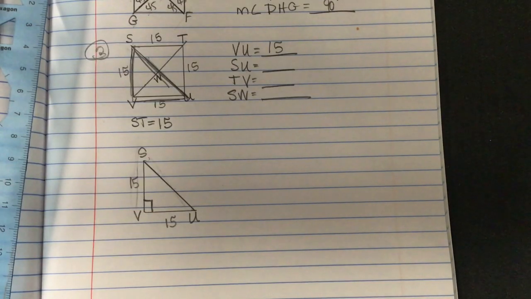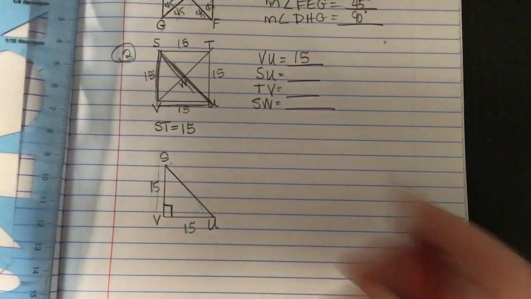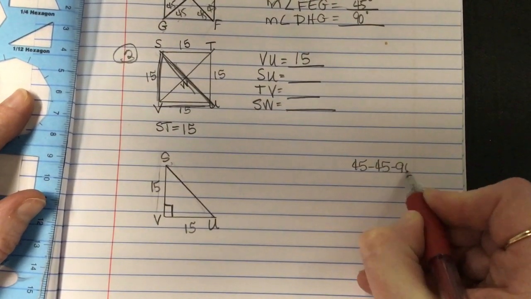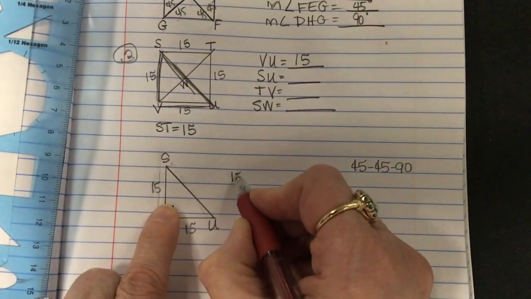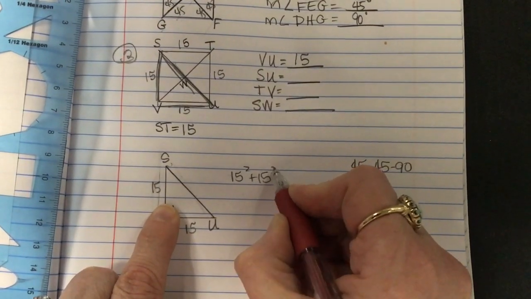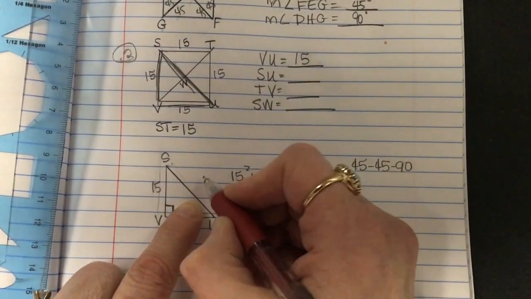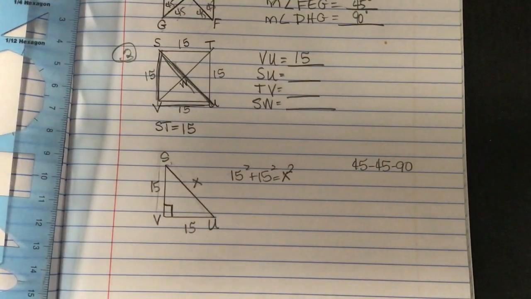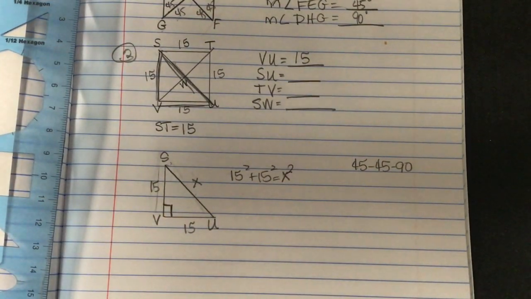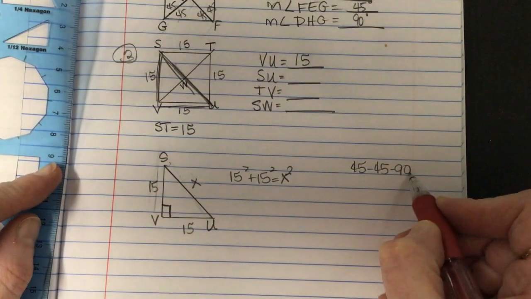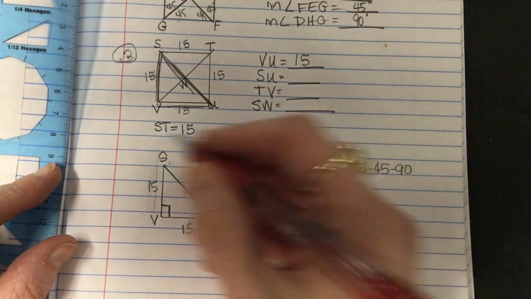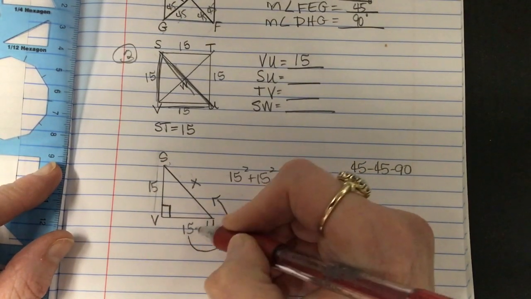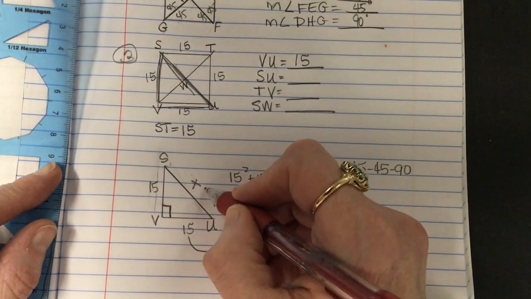Now, if you don't remember a 45, 45, 90 triangle, you could do 15 legs squared plus legs squared equals hypotenuse squared. I can call that X. Okay, you can do that. I'm not going to wade through that right now. I will in just a second. But if you remember a 45, 45, 90 triangle, especially this one, because this is the easiest one, do you remember what the rule is to get from the leg to the hypotenuse?